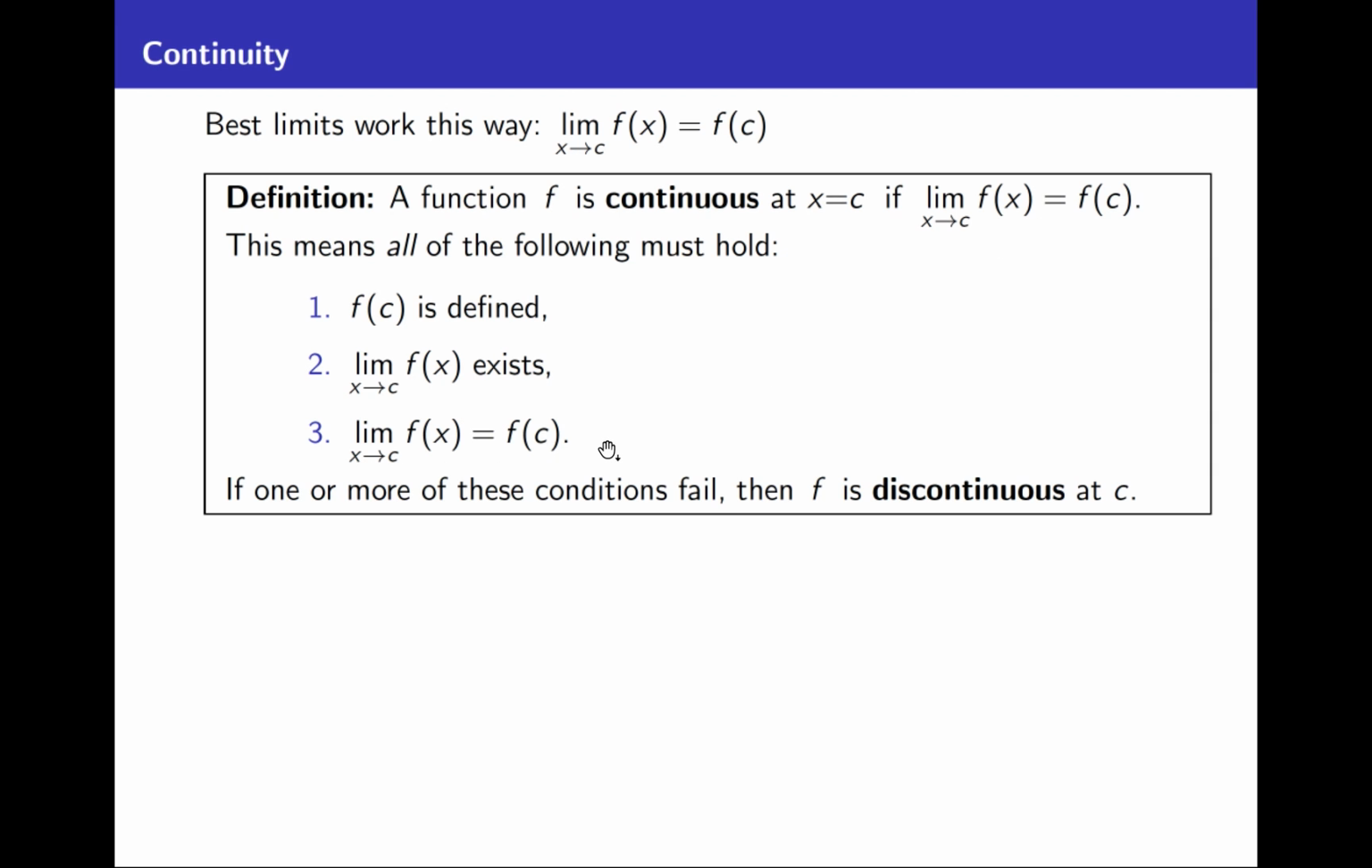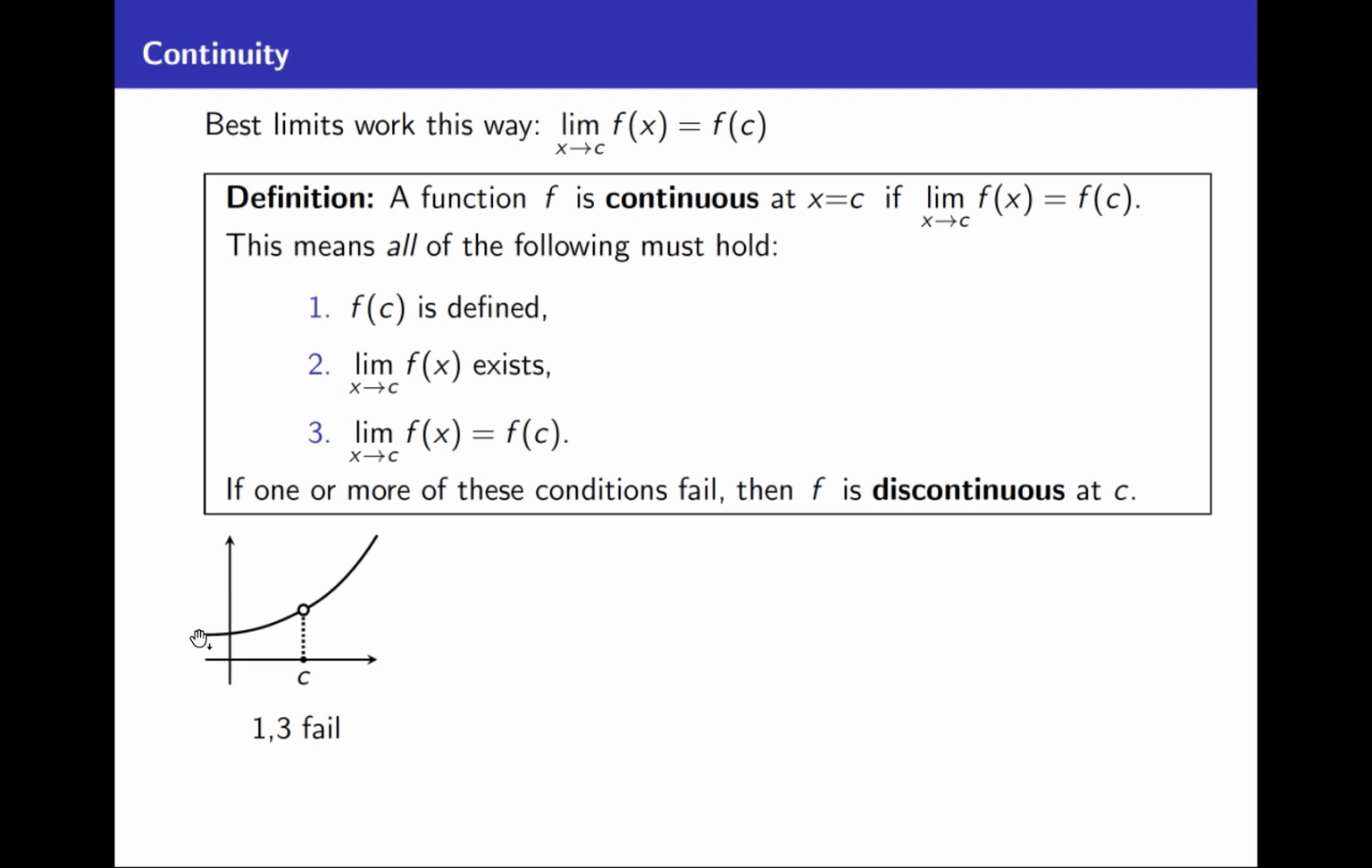So if any one of these fails, if one or more of these conditions fail, then we say f is discontinuous at c. It's not continuous at c. So to be continuous at x equals c, each one of these properties, 1, 2, and 3, has to hold. Now let's look at some examples of this.